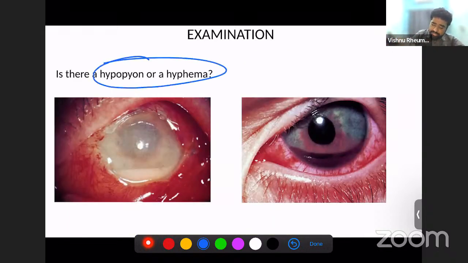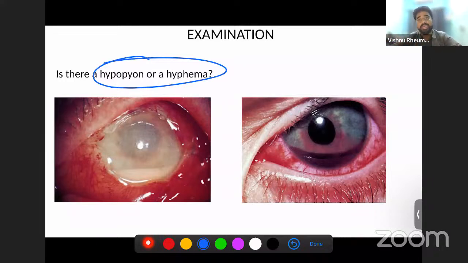Then hyphema and hypopyon that we discussed as RBC level or WBC level. If there is a layer of white cells in the anterior chamber, then we call it hypopyon. If there is a layer of red cells in the anterior chamber, it is hyphema. Both of these should be immediately referred to an ophthalmologist.